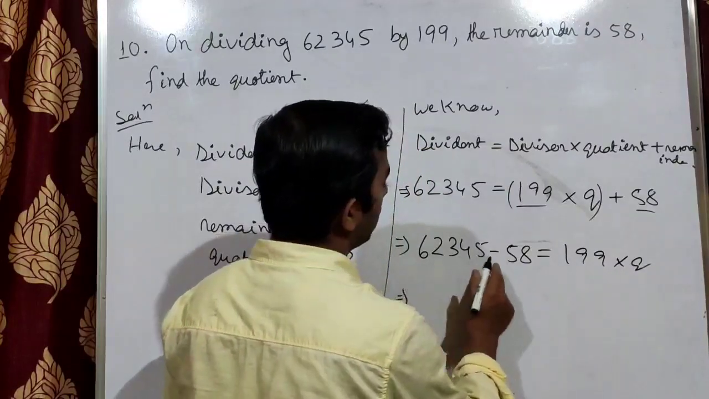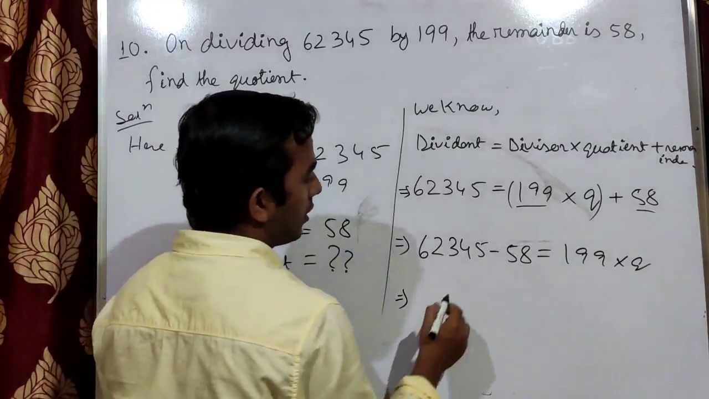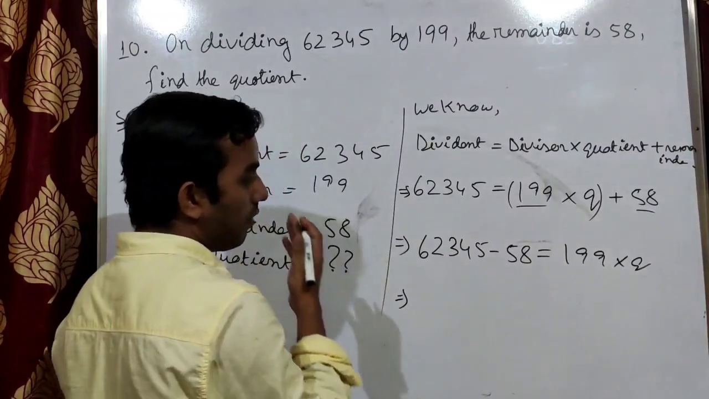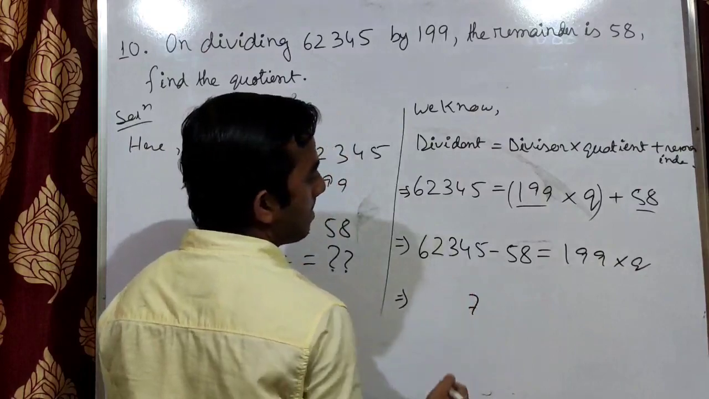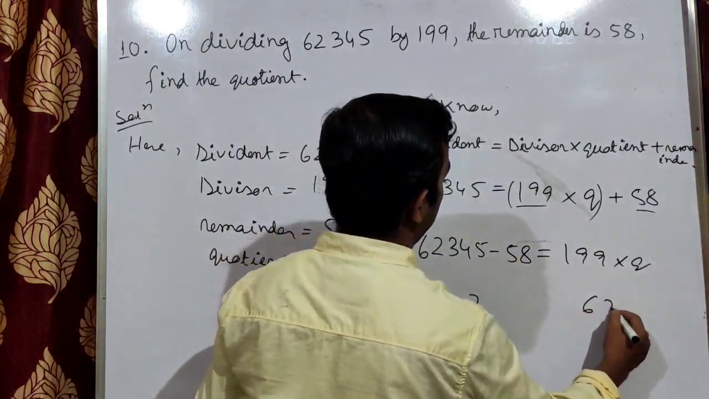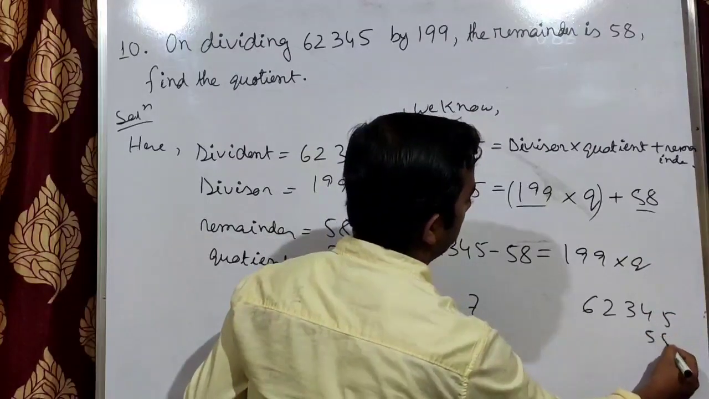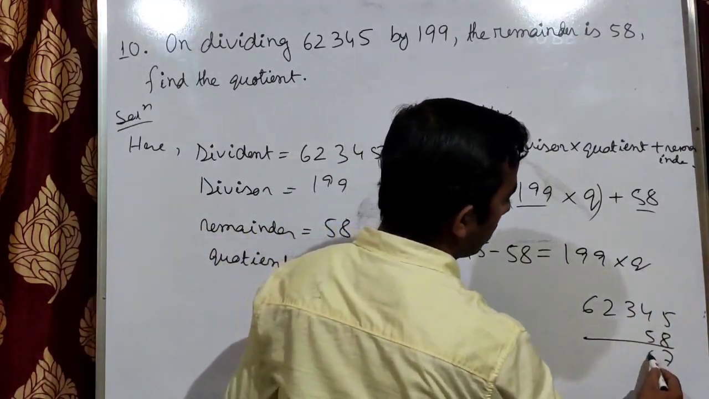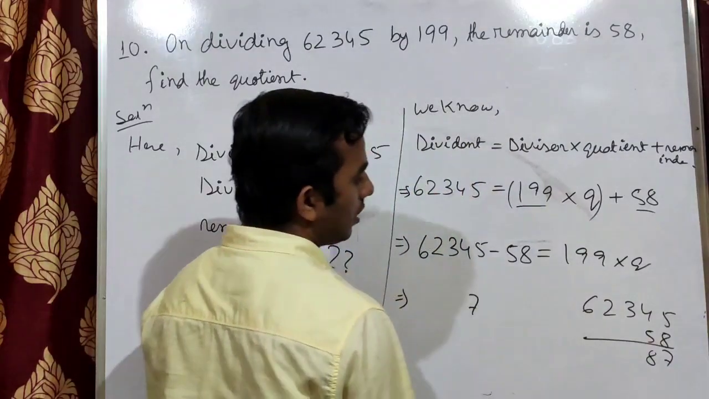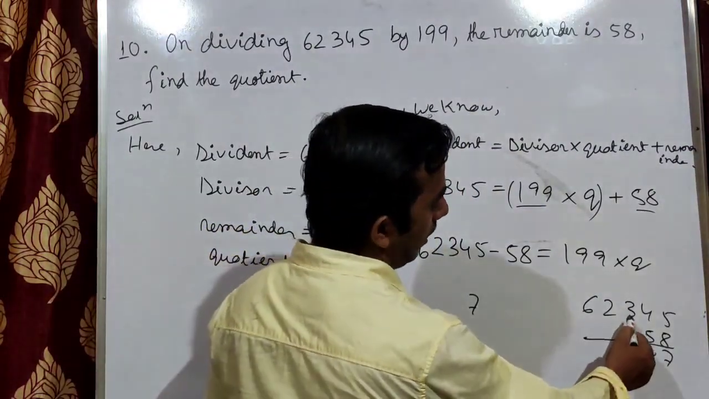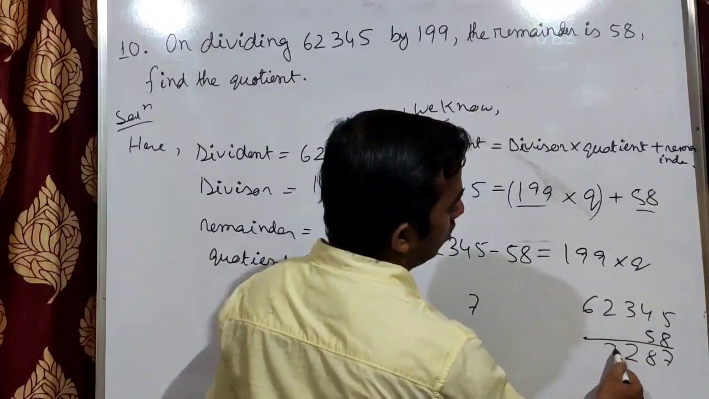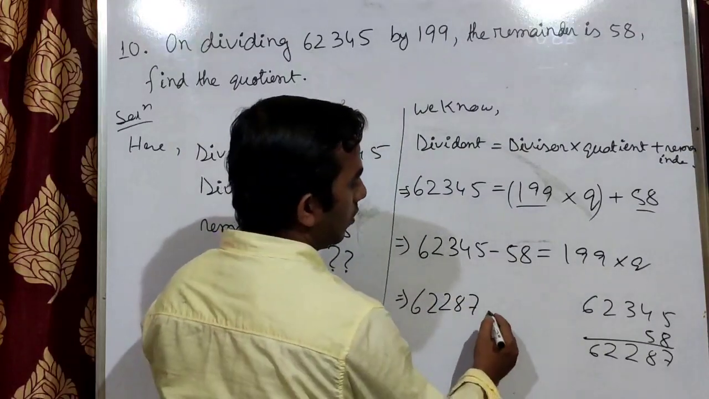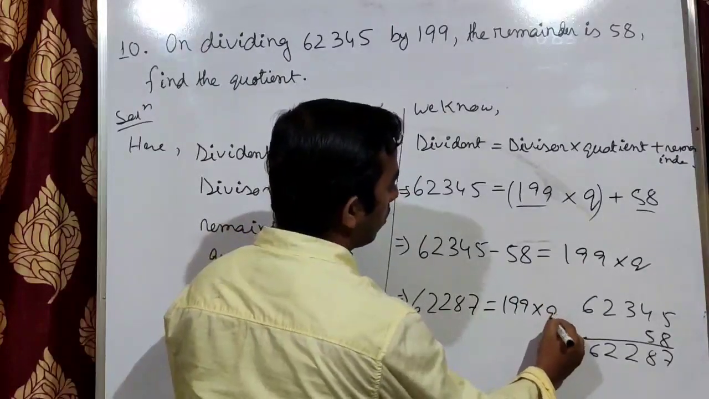So now if we subtract 62,345 minus 58: 15 minus 8 is 7, here left 3, 13 minus 5 is 8. Clear? Then here left 2, 6 minus 2... so we get 62,287 equals 199 into q.